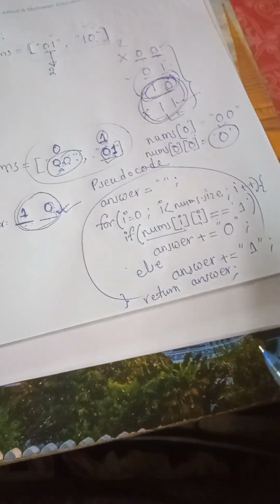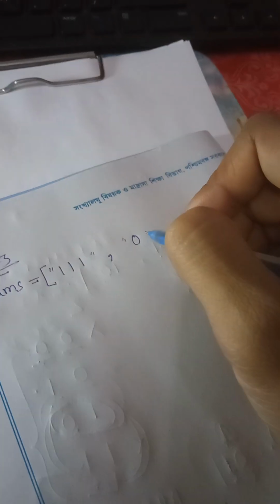Now here you can see the example 3. If I dry run according to this pseudocode that I have written here, let me write this example 3. What is the input? That means the array of strings: 1 1 1, next 0 1 1, next 0 0 1.